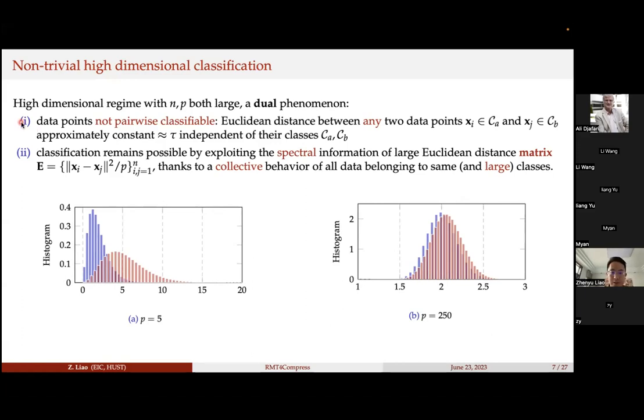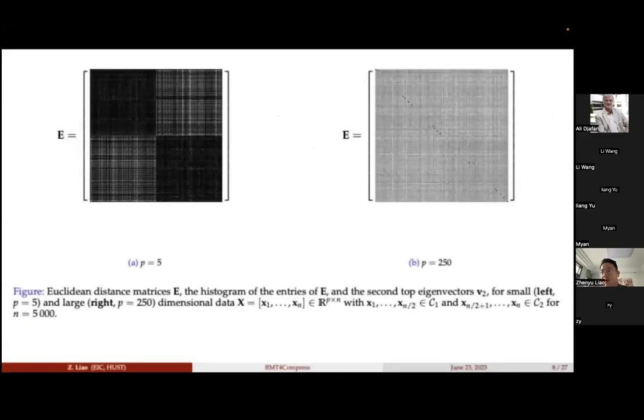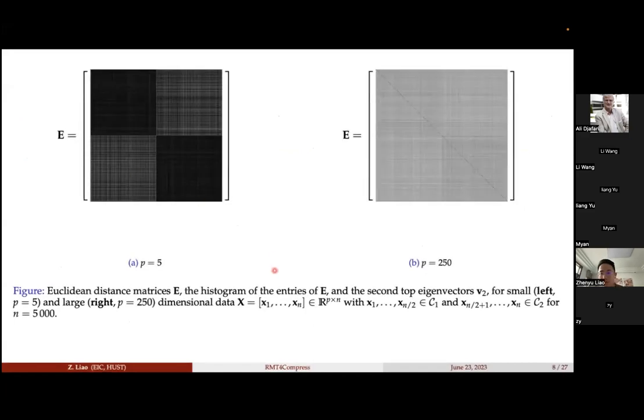Then we compute the Euclidean distance matrix. We do this for a lot of data points, and we collect all this Euclidean distance information in a matrix. Again, our left-hand side is p equal to 5, and we get something looking like a 2x2 block matrix.